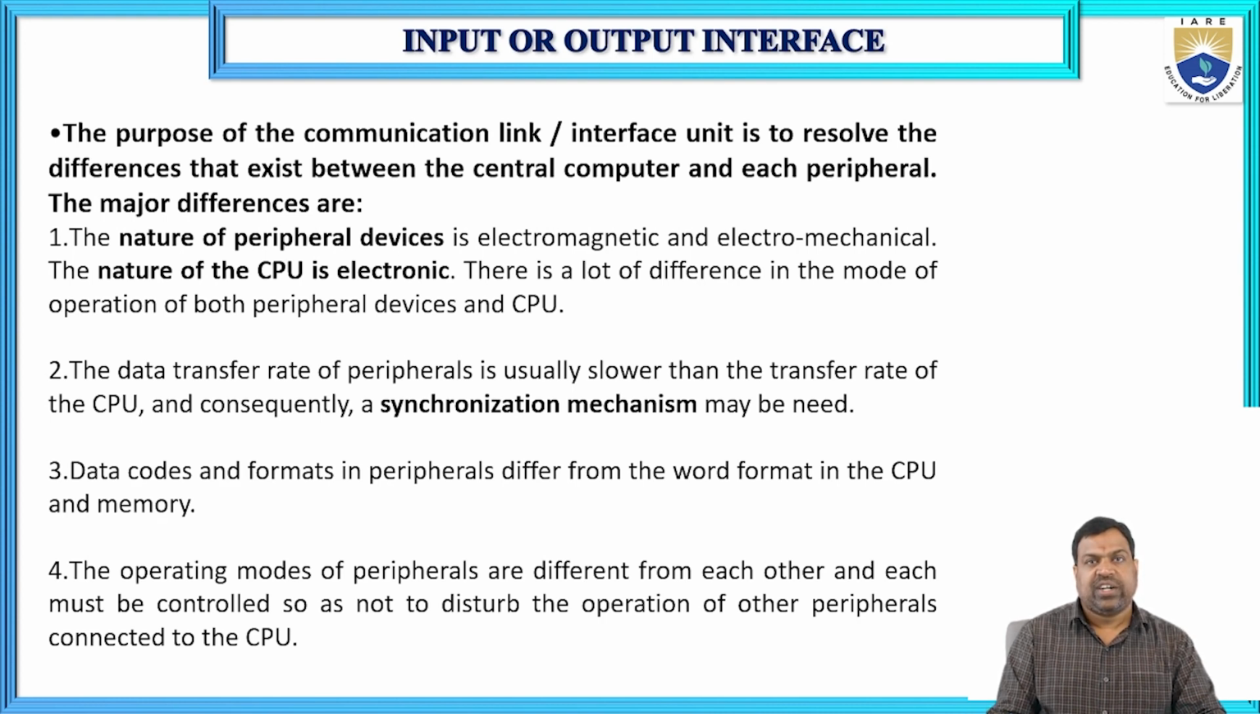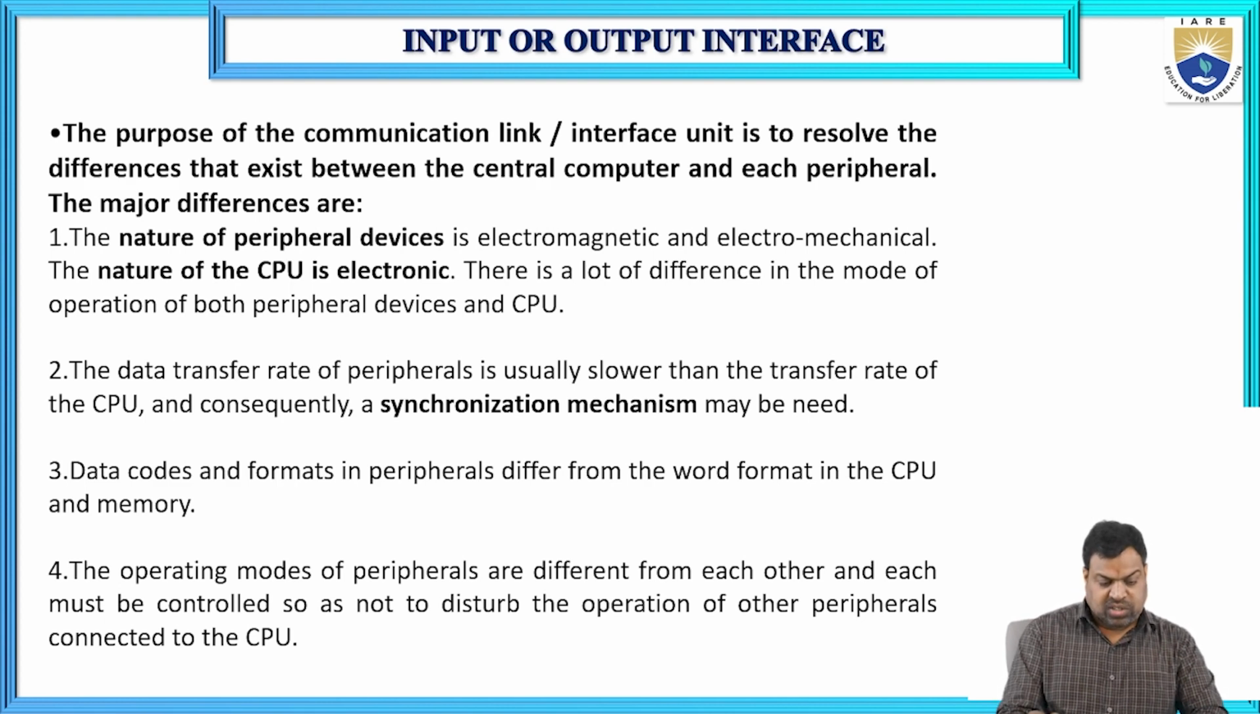The data transfer rate of peripherals is usually slower than the transfer rate of the CPU, and consequently a synchronization mechanism may be needed. Data codes and formats in peripherals differ from the word format in the CPU and memory. The operating modes of peripherals are different from each other and each must be controlled so as not to disturb the operation of other peripherals connected to the CPU.